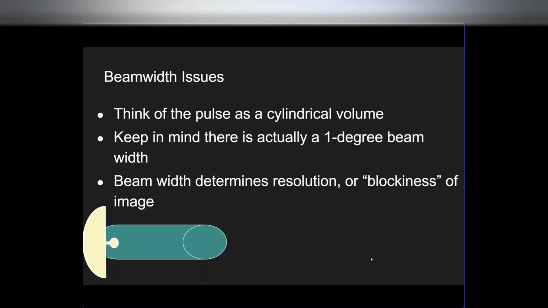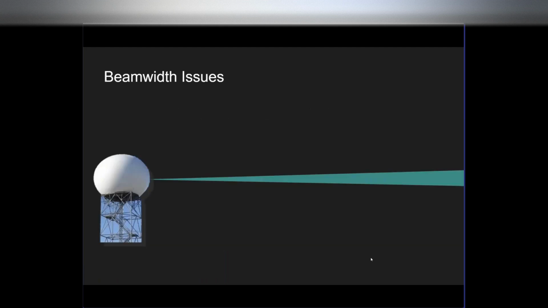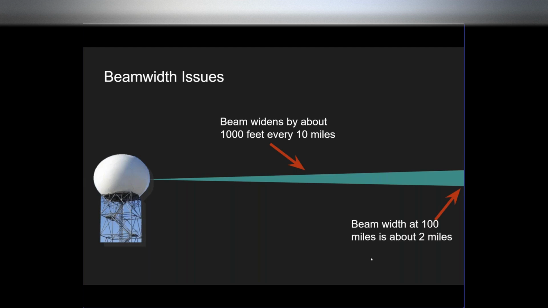So the beam width determines the resolution or blockiness of the image. The beam widens by about 1,000 feet every 10 miles. So at 100 miles, the beam width is about 2 miles. And that's why we lose that resolution as we get farther and farther from the radar, and generally why most of the 88Ds have a really serviceable range of about 200 miles from the radar.